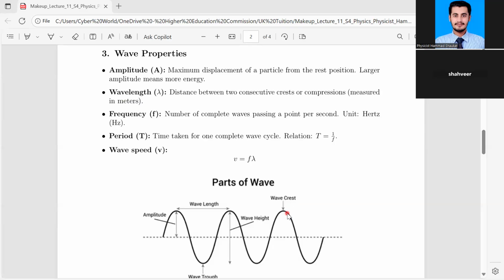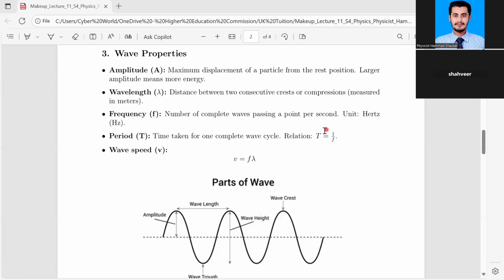Now, the third parameter is called the frequency, which is denoted by a small f. How can you define frequency? Basically, frequency is the number of complete waves passing through a point per second. It means how many waves are produced in an interval of 1 second. The unit of frequency is hertz, which is denoted by Hz.